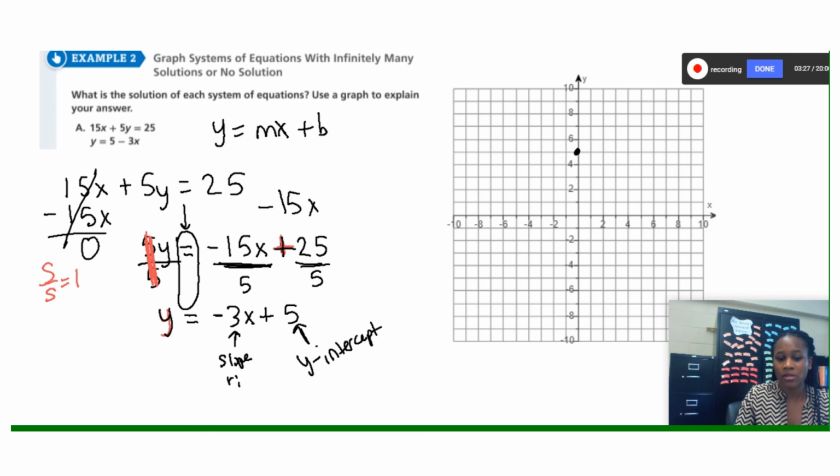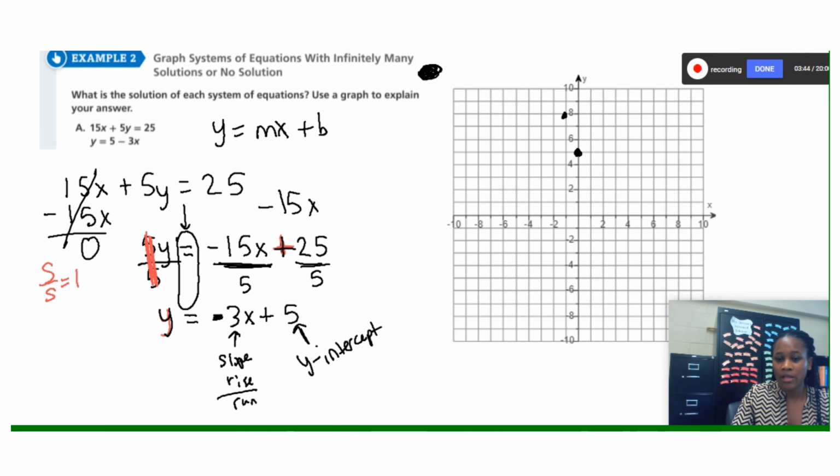So slope is rise over run. So I need my slope to be negative. So I know the top of my line needs to point in a negative direction, which is over this way. So I'm going to start at my y-intercept, the point that I just made. And I'm going to rise 3, 1, 2, 3, and run 1.